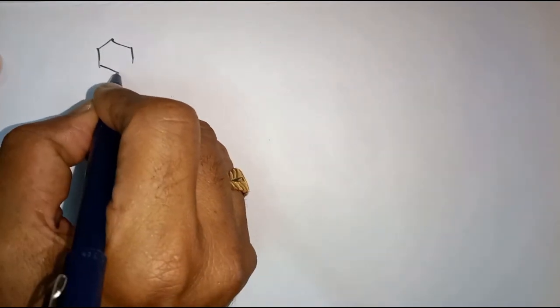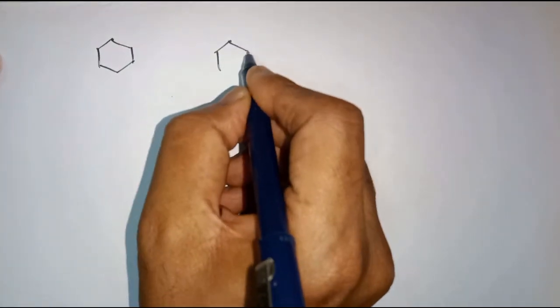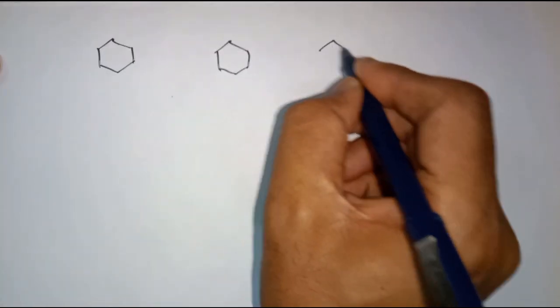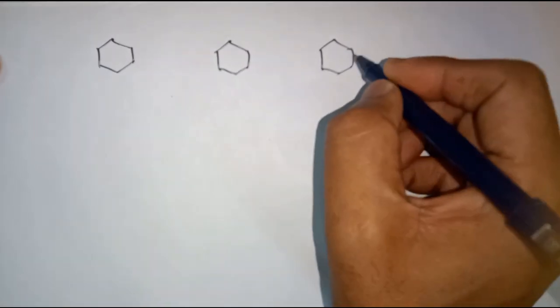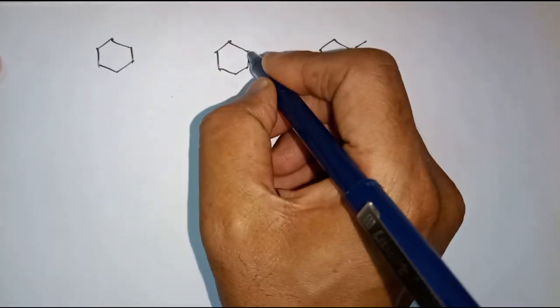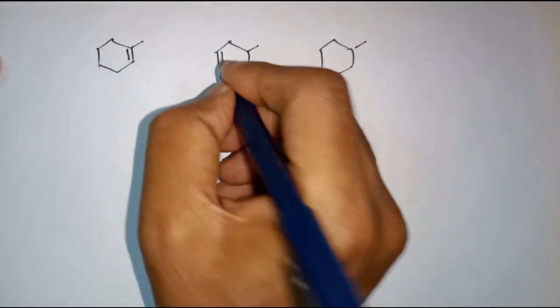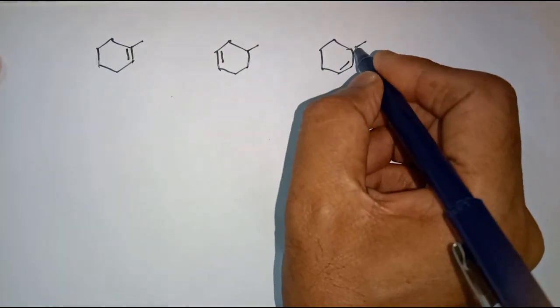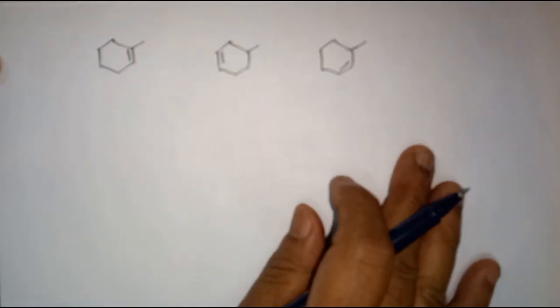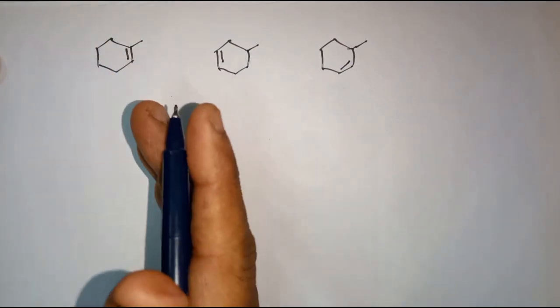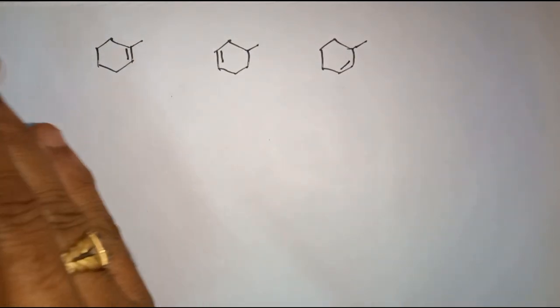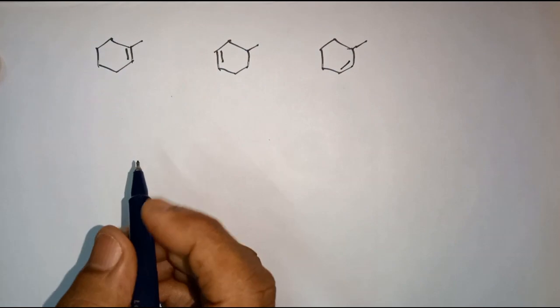Now I look at one more example for comparing the stability. Here I take the first compound, and then a second compound like this, and a third. Each has methyl groups and double bonds. What is asked here? Out of these three, which shows the most hyperconjugative structures, and which one is the most stable?